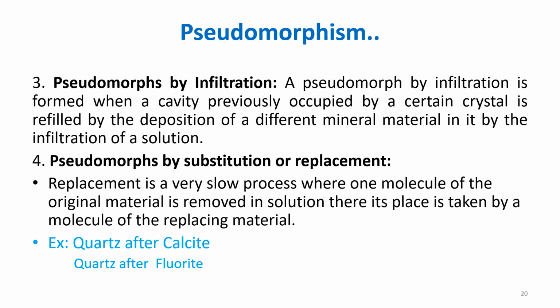Next, the fourth type is known as pseudomorphs by substitution or replacement. Replacement is a very slow process where one molecule of the original material is removed in solution and is taken by a molecule of the replacing material. Suppose it is quartz after calcite, and similarly quartz after fluorite. It is a very slow process, and it is also known as replacement. Either it can be substitution or it can be replacement. Excellent examples are quartz after calcite and quartz after fluorite.